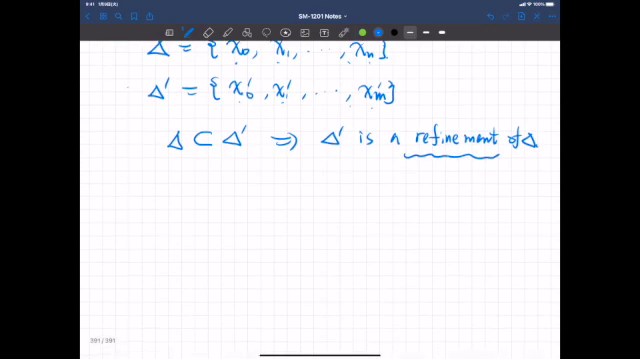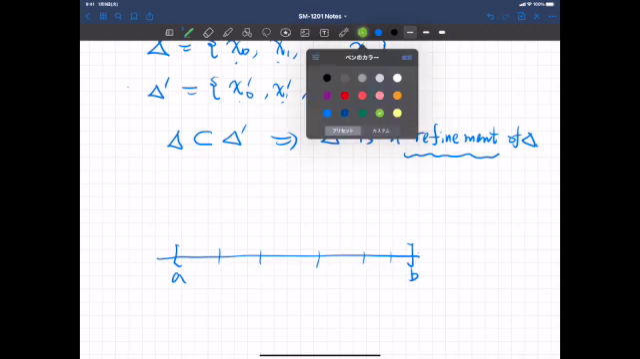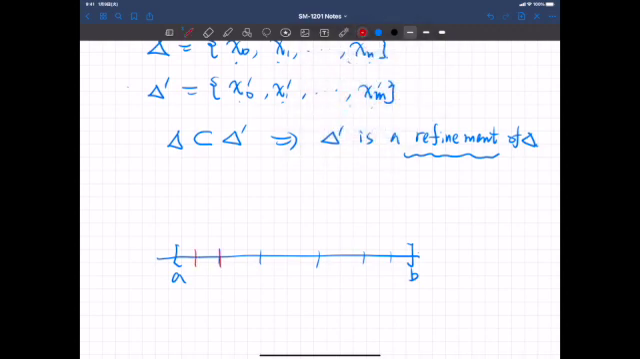Okay, so this means if we have a partition between A and B, so let's say we have these partitions, then if we have a finer partition like this, the red ones correspond to delta prime, and the yellow ones correspond to delta. So every point in delta corresponds to one of the points in delta prime. So in this sense, delta prime is a refinement. It gives a finer partition than delta, but it also includes delta.